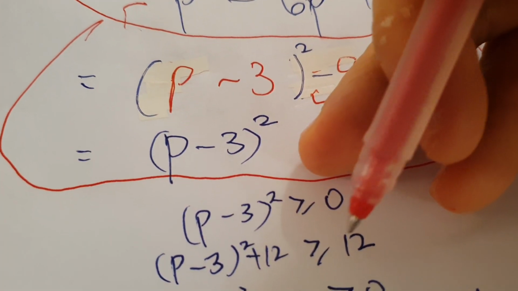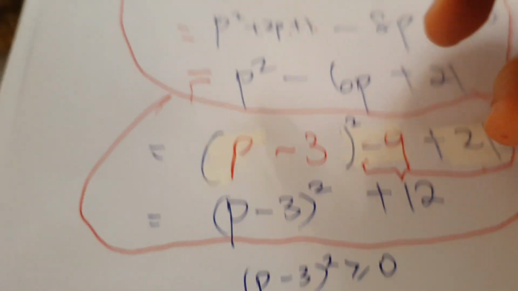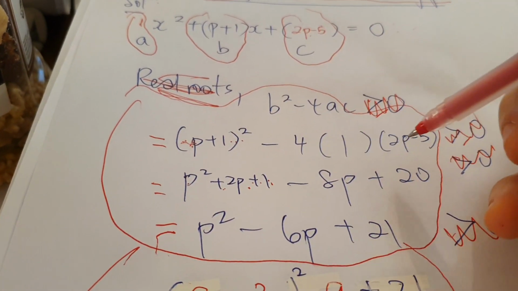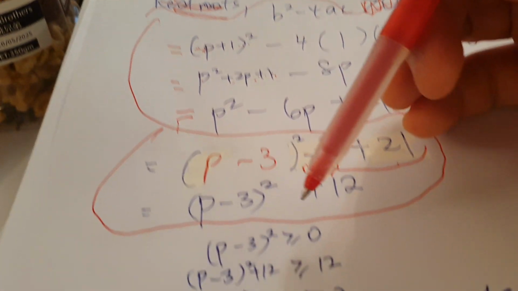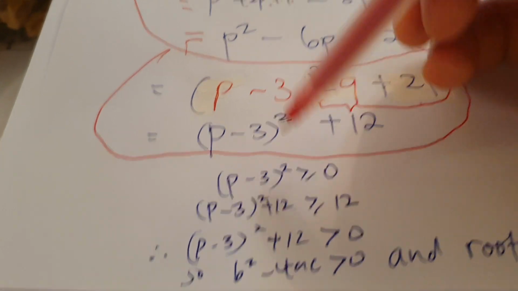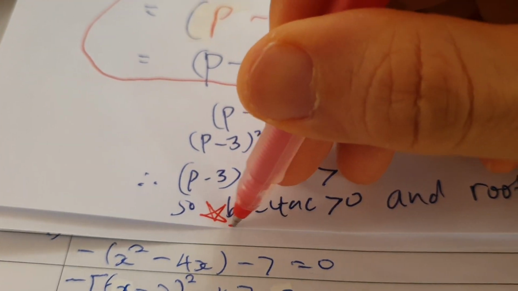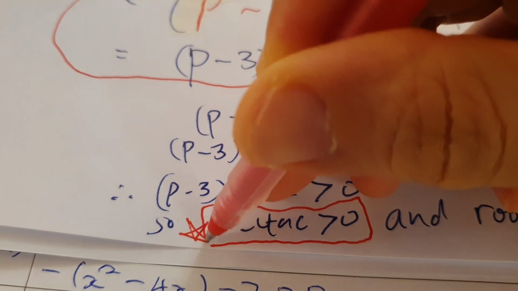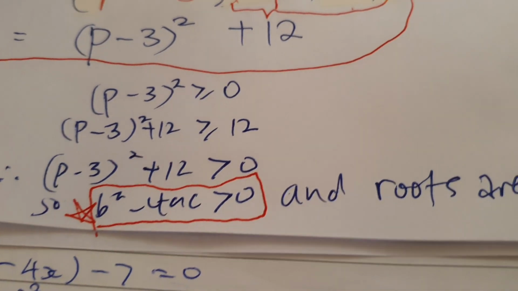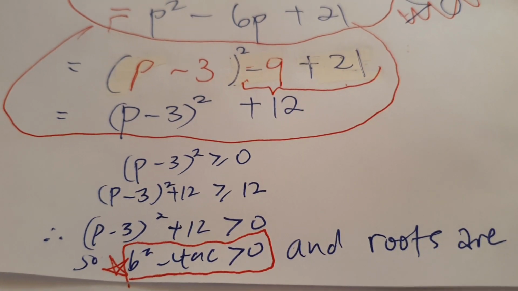So you continue working, you will find that this expression here, the equivalent of this one, is always greater than or equal to this one here, b square minus 4ac. So I'm going to write here b square minus 4ac. Now you must state this. You must state that the discriminant is always greater than 0. Okay? So this is how you should do it.